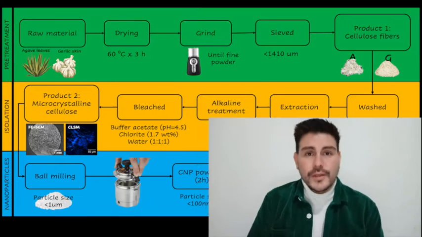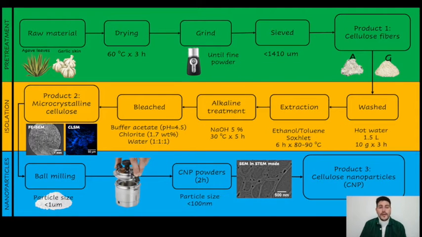To achieve the objective of this study, we use a very simple but complex methodology to obtain the cellulose nanoparticles from agave and from garlic. As you can see in figure 3, we show the experimental design for the obtention of the cellulose nanoparticles. In the first place, we use a pretreatment. After that, the isolation part. And finally, we use a ball milling technique to achieve a particle size of less than 100 nanometers.